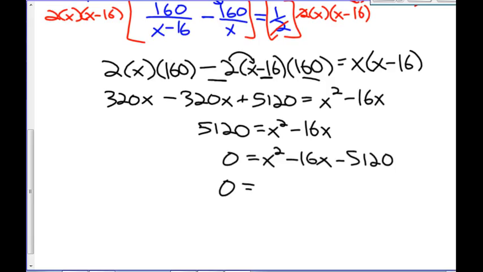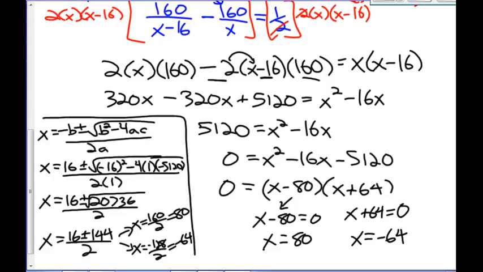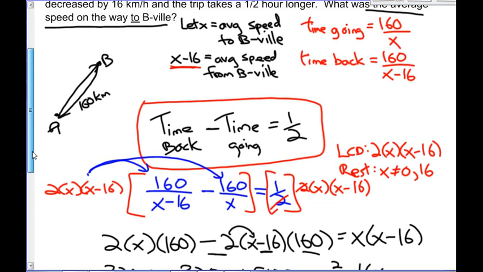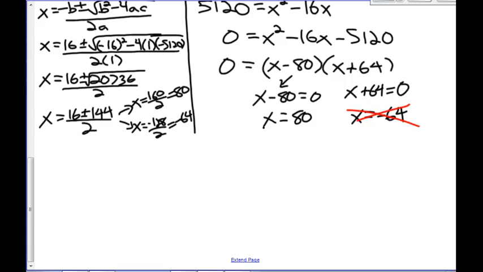And probably the factoring is not that intuitive here. It happens to factor to x minus 80 by x plus 64, giving us solutions of 80 or negative 64. I'll put up the quadratic formula, though, as well. And you can see that you'd get to the same place. So we have answers of 80 or negative 64. Do they both make sense? Probably not. The average speed to Aville is probably not negative 64. So, not a reasonable answer. The other one is reasonable.